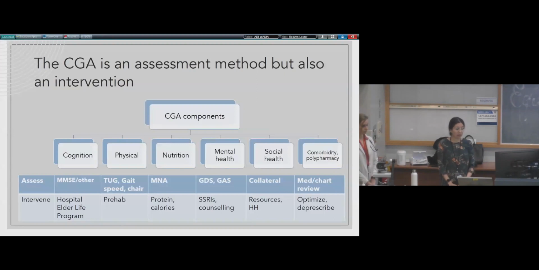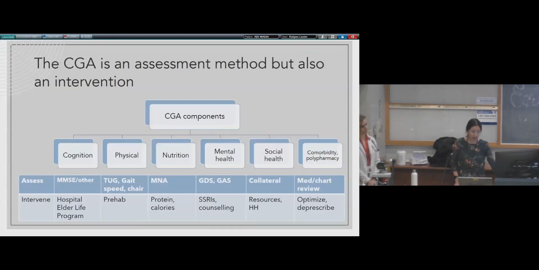And then based on what we see, there's interventions that we can offer to try to optimize these various aspects of a patient's holistic health, whether it's involving prehabilitation, which we'll talk about in a little bit, looking at dietary changes, therapy, pharmacological or otherwise for any mood issues, and then looking at deprescribing and optimizing any polypharmacy.